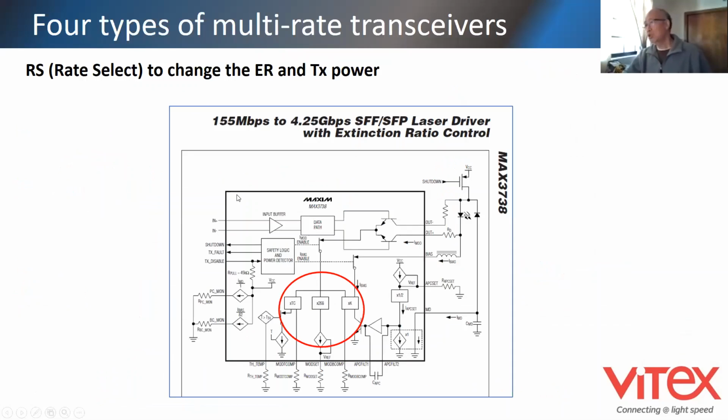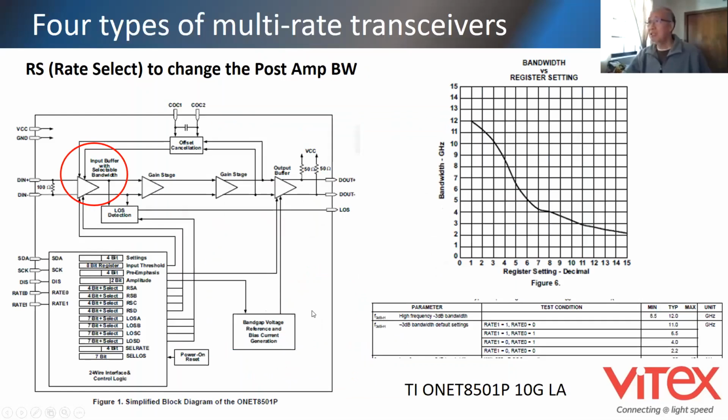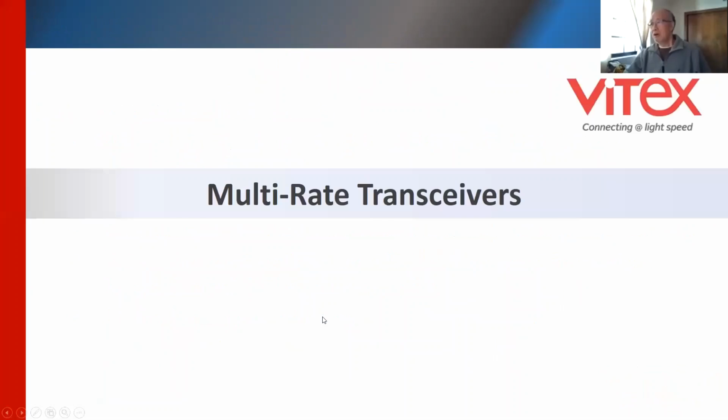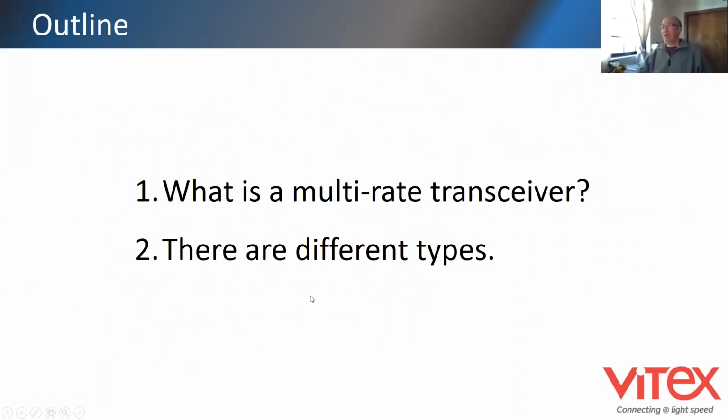And the next one, I'll show you another IC, where you do the rate change, and you do the extinction ratio and transmitter power change. You just flip to another set of registers, and it will change for you, right? They call it a lookup table. So that's how it's done. So again, in this presentation, I showed you different types of multi-rate transceivers and what they are basically.